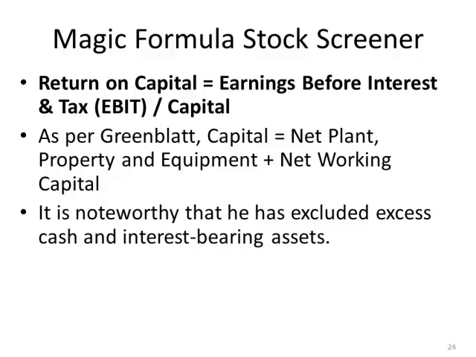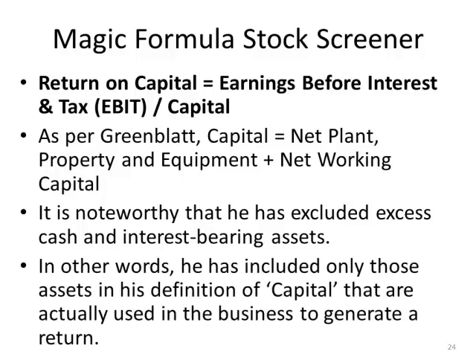So it is also noteworthy that he has excluded excess cash and interest-bearing assets, right? So we're not actually taking the total amount of the company's capital. If we were to look at, say, the company's total capital, we might include things like cash and interest-bearing assets. But the screener only looks at net plant, property, and equipment, and net working capital. So in other words, he has only included those assets in his definition of capital that are actually used in the business to generate a return.